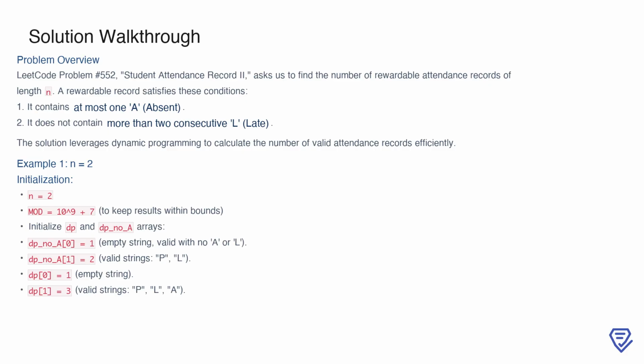For example, when n equals 2, we initialize the DP_no_A array, which tracks valid strings with no A. For a string of length 0, there's only one valid empty string, so DP_no_A[0] is 1. For a string of length 1, the valid strings are P and L, so DP_no_A[1] equals 2. Similarly, we initialize the DP array, which tracks all valid strings, including those with 1 A. At length 0, there's still just the empty string, so DP[0] equals 1. At length 1, we include P, L, and A, giving DP[1] a value of 3.